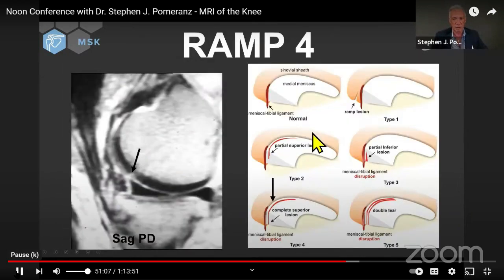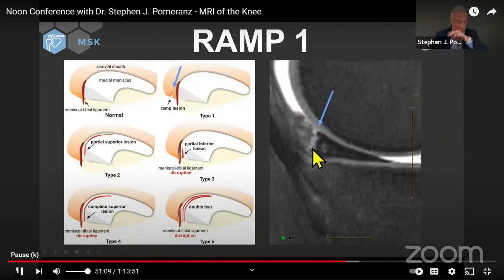So this is a particularly informative and instructive case. Here's a patient that's had a pivot shift injury. The tibia translates anteriorly and puts a pretty big stress force on the meniscocapsular reflection. So you bleed into the capsule. You get this vertical, ill-defined signal. The posterior meniscotibial ligament is no more. We don't see it at all. And this is referred to as a ramp one type injury. We refer to these ramp injuries in the setting of pivot shift injuries.